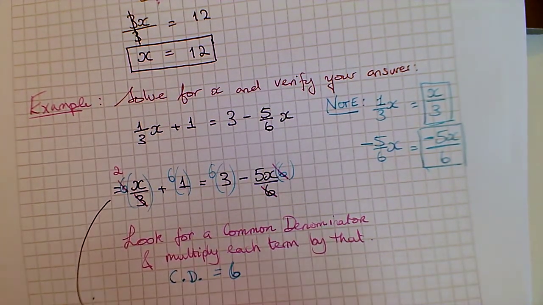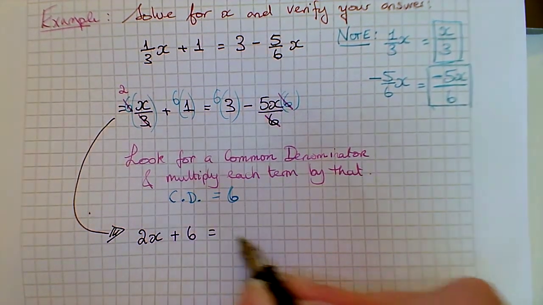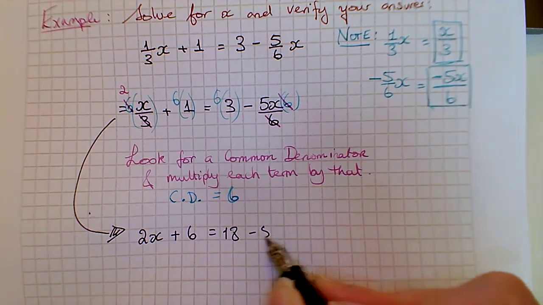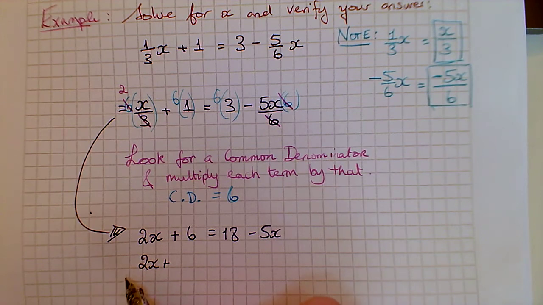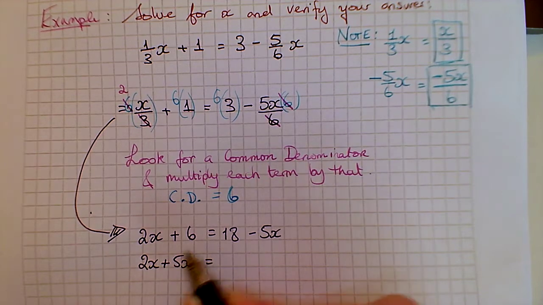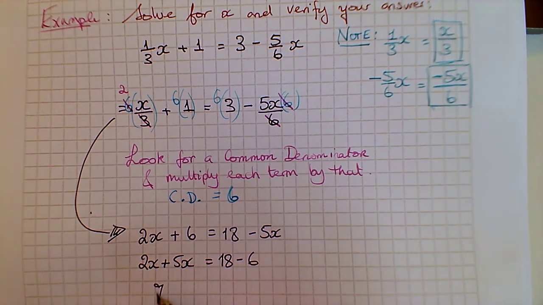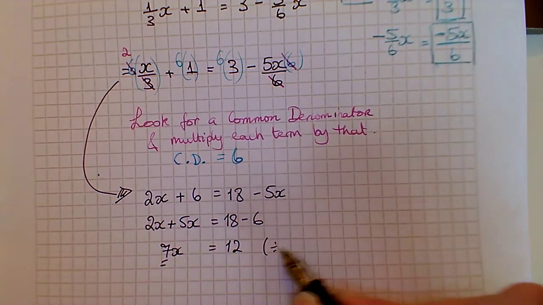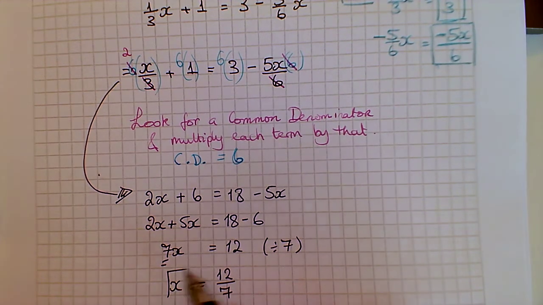So this now can be rewritten without fractions as 2x plus 6 by 1 equals 6 by 3 minus 5x. Now I do my letters left, numbers right. 2x plus 5x equal to 18 minus 6, and I've got 7x equals 12. I divide across by my coefficient, and we've got x equal to 12 divided by 7.